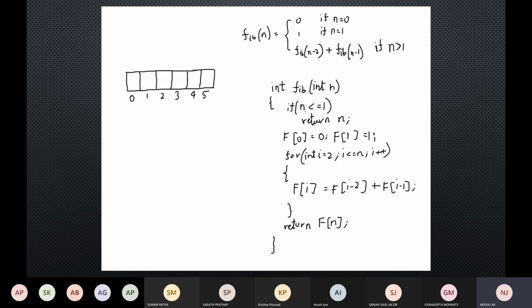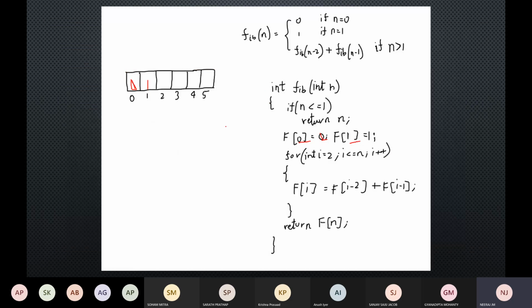This is n. So n less than 1 returns it. Otherwise, you put f of 0 as 0, f of 1 as 1. So what does it do? 0 as 0, it should be 1 here. But yeah, okay, it should be 0 itself. 0, 1. So as you see, the table is filling bottom up itself.